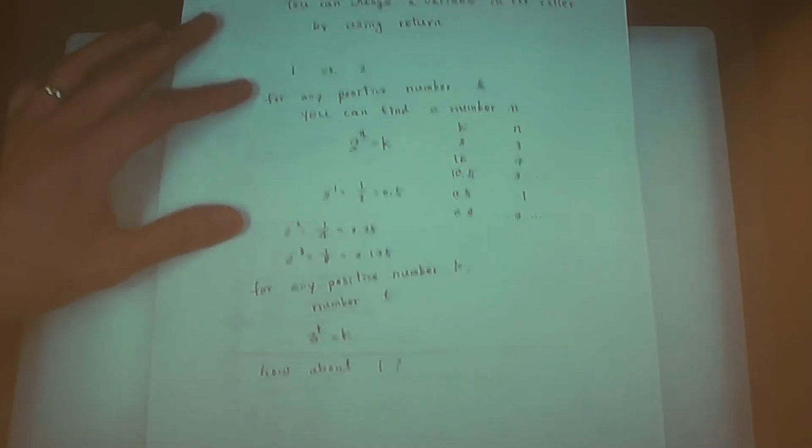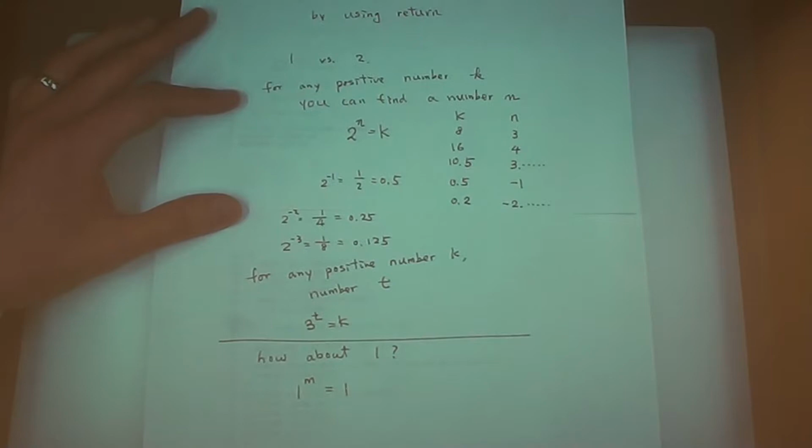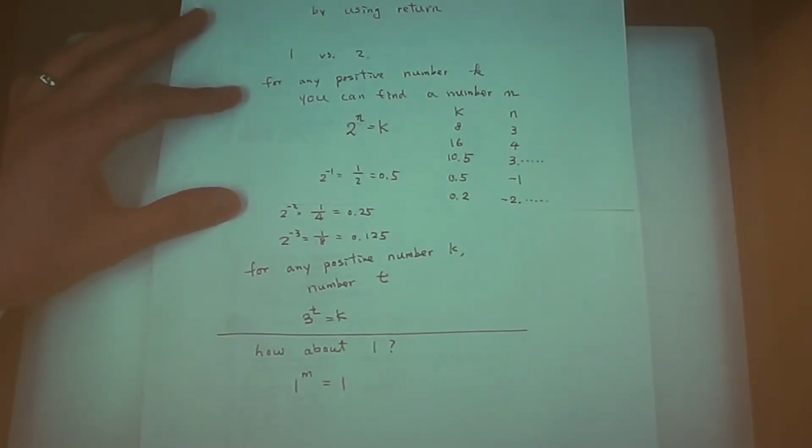You can't. For any power, let's say m, it's still 1. So 1 cannot do what 2 can do. So to answer the question, why do we learn binary logic? Because 2 can do everything 3 can do.